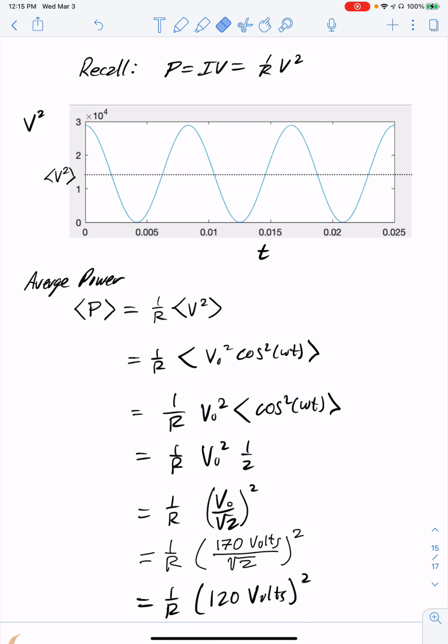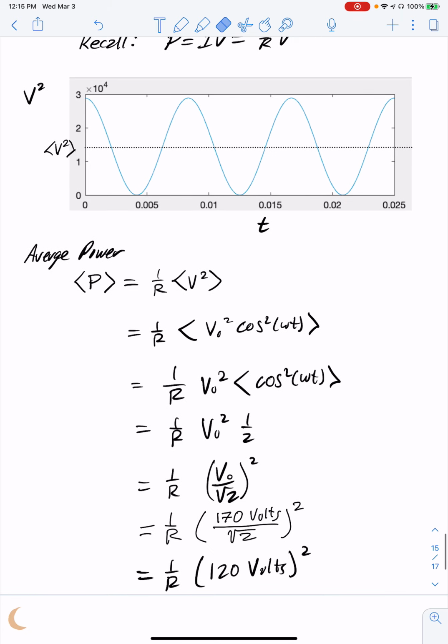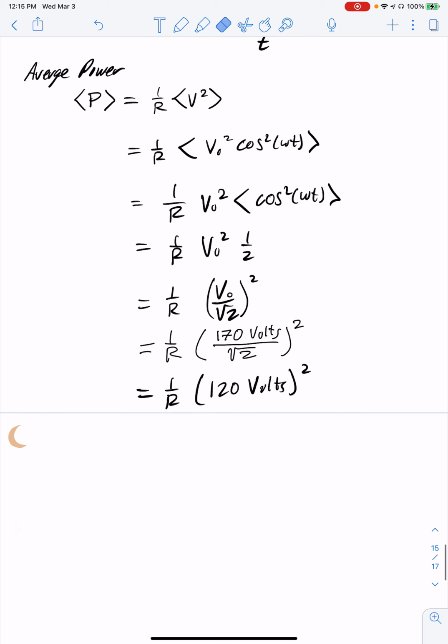But if you put our value of 170 volts in there and divide it by the square root of 2, you get 120. So that's the reason that we say that the outlet is pumping 120 volts, because it makes this calculation easier. So this is like the original formula. The power is 1 over the resistance times the square of the voltage. If we'd used 170, we would have got the wrong answer for the average power. That would have been the peak power.